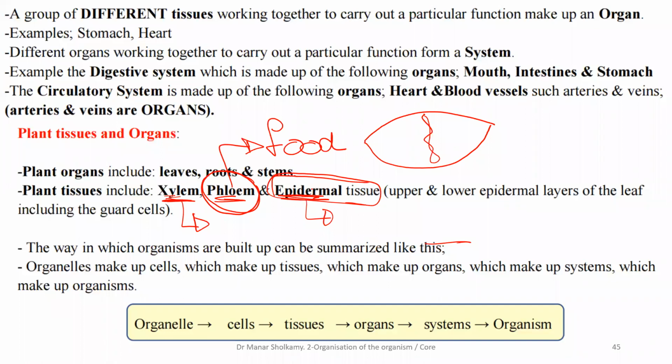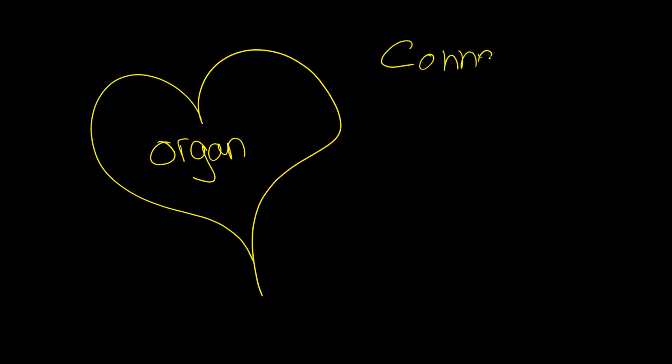Different tissues working together make an organ. I'll give you a nice example so you understand what we're trying to say. Let's look at the heart. Do you all agree that the heart is an organ? Yes. So we all know that the heart is an organ. This heart is made up of the 4 tissues that we studied. The heart includes connective tissue. Of course, the heart is full of blood. Do you agree? Yes.